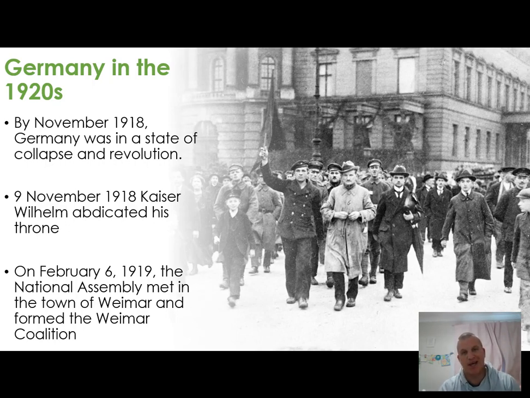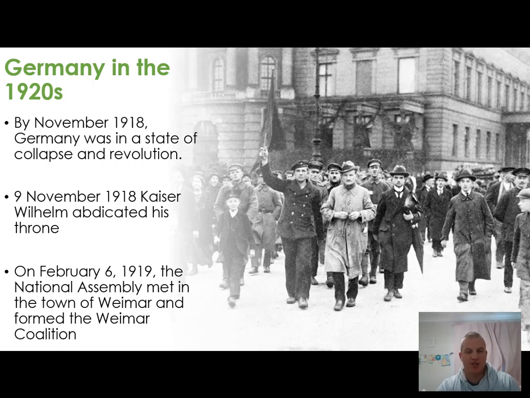And once again, we need to start at the end of World War One. And so by November of 1918, Germany is in a state of collapse and revolution. The generals of the German army have lost control of the armed forces, and many fear that there's going to be a Russian Revolution type of communist revolution in Germany.